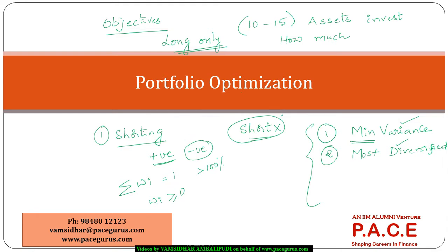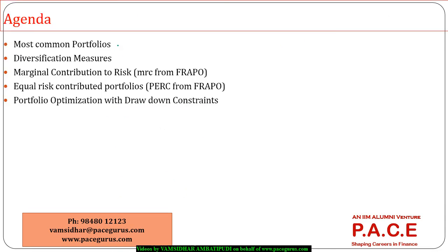So only those kinds of portfolios we are looking at, and just seeing what we are covering in this particular session, I'm looking at the most common portfolios that we can create. As I said, we have the minimum variance portfolio or the most diversified portfolio. Sometimes I am more and more bothered about the tails, right?